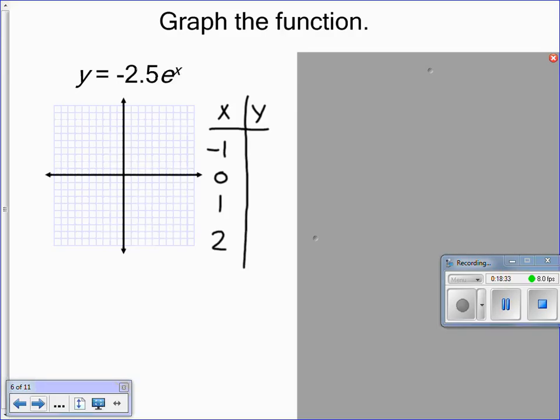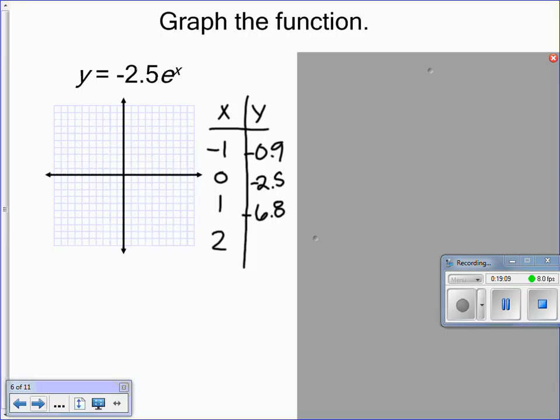Riley, Bailey, what'd you get for your number for negative 1? Negative 0.9. So if you got negative 0.9, you're on the right track. If you didn't get negative 0.9, you're not on the right track. Didn't you put in a positive 1? So what'd you get for positive 1, Kylie? So we did negative 1 first. 0 is my favorite because e to the 0 is 1, and 1 times negative 2.5 is negative 2.5. I could do that one without a calculator.